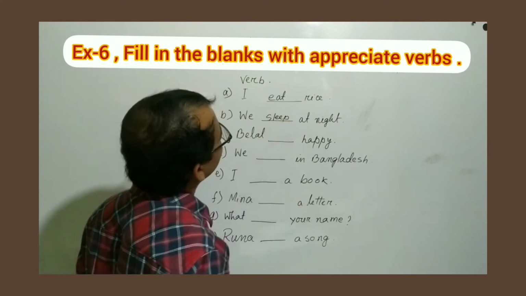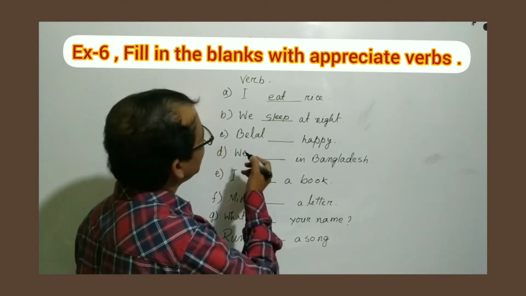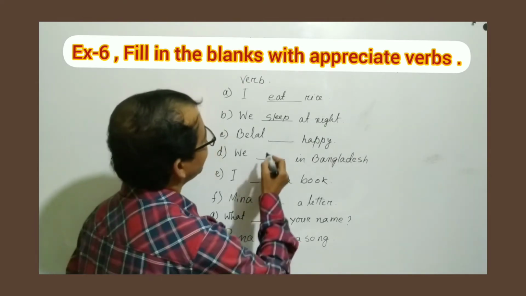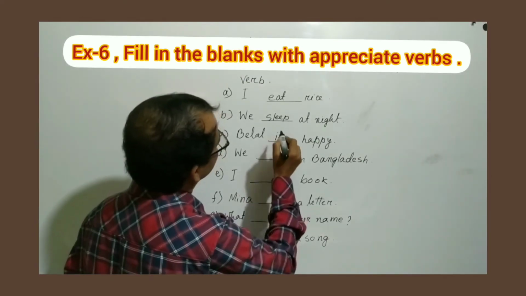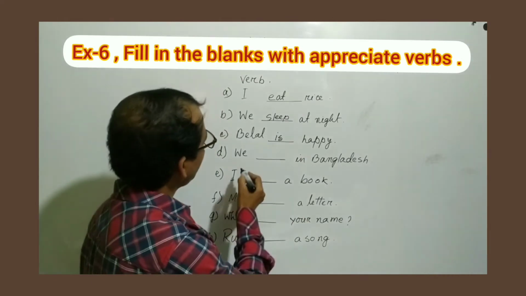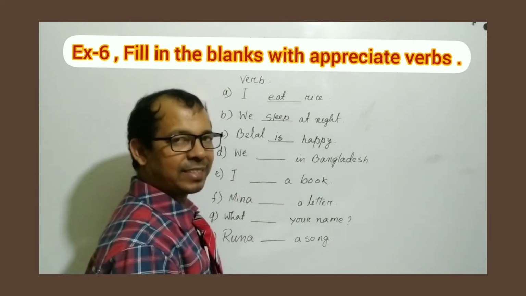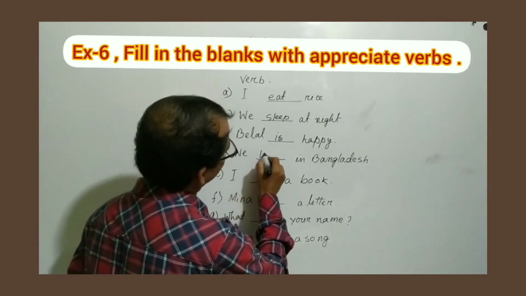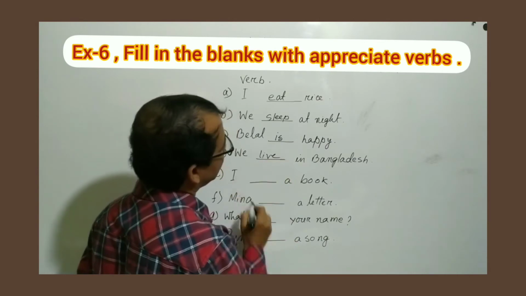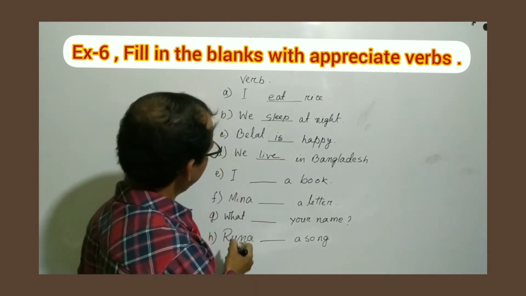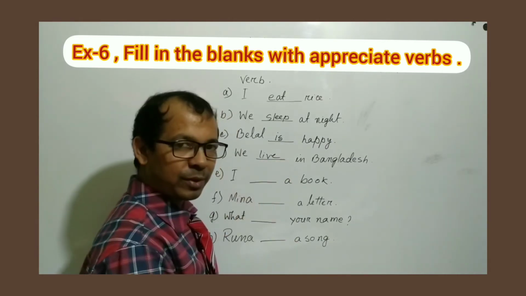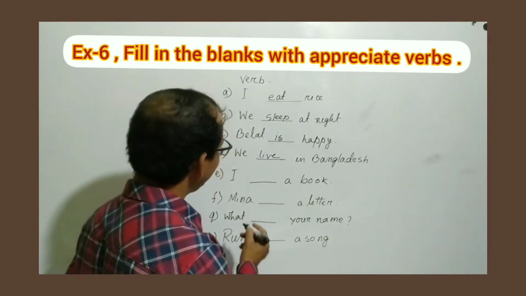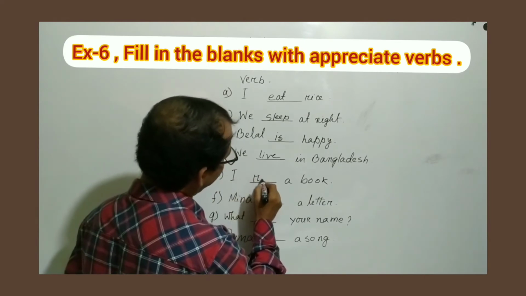We sleep at night. Bilal dash happy. What verb can you write here? Yes, is. Bilal is happy. We dash in Bangladesh. Okay, what verb? Yes, we live in Bangladesh. And I dash a book. What do we do with a book? Yes, my dear student, we read a book.